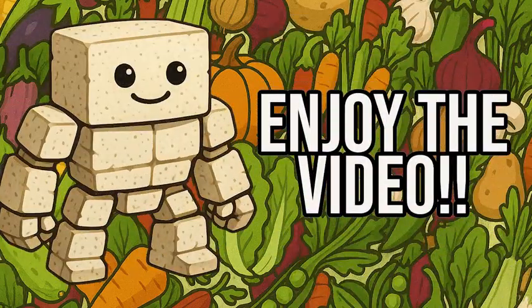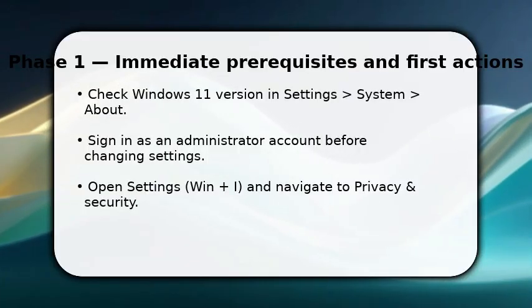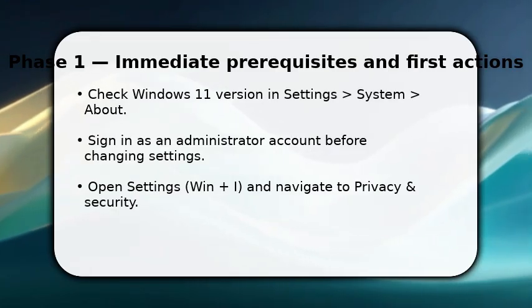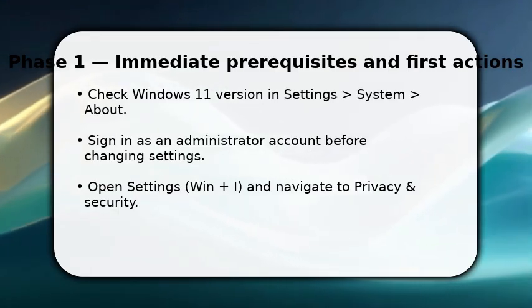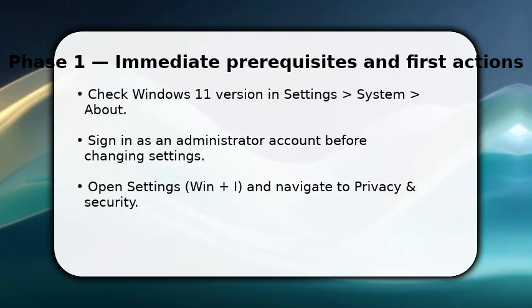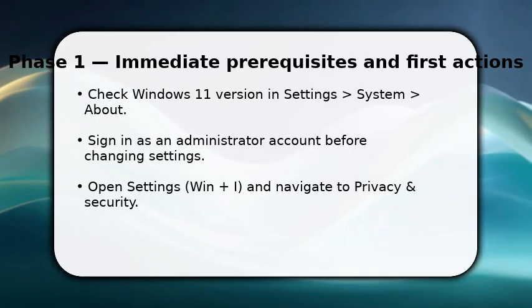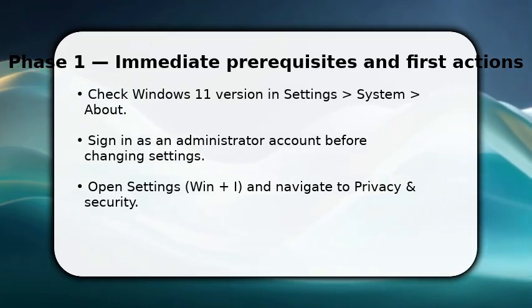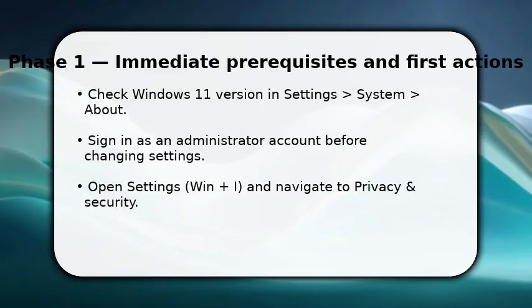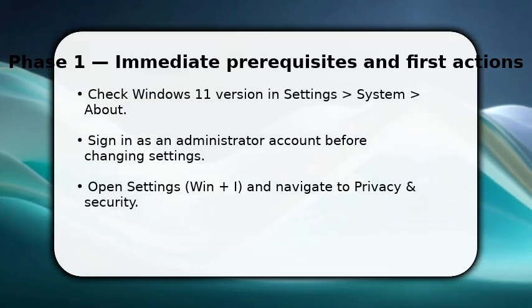Please enjoy the video. You begin with the essentials. Confirm you're an admin and running a current Windows 11 build, because some options move between updates. Once done, press Win+I to open Settings, then go to Privacy and Security. This is where search and ad permissions live. You do this now so later steps apply correctly.